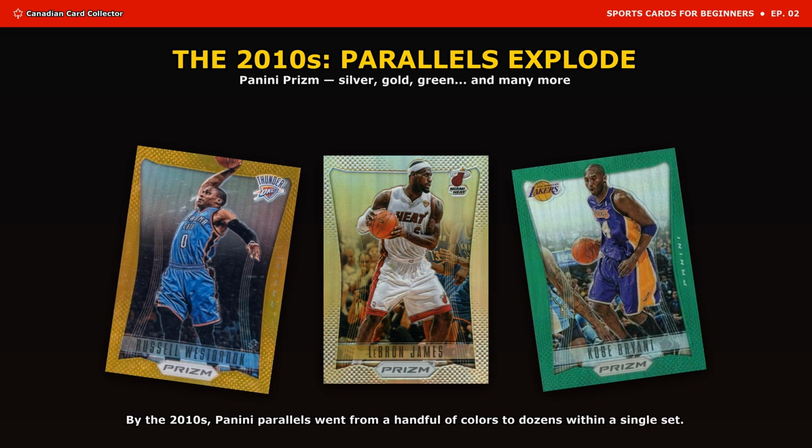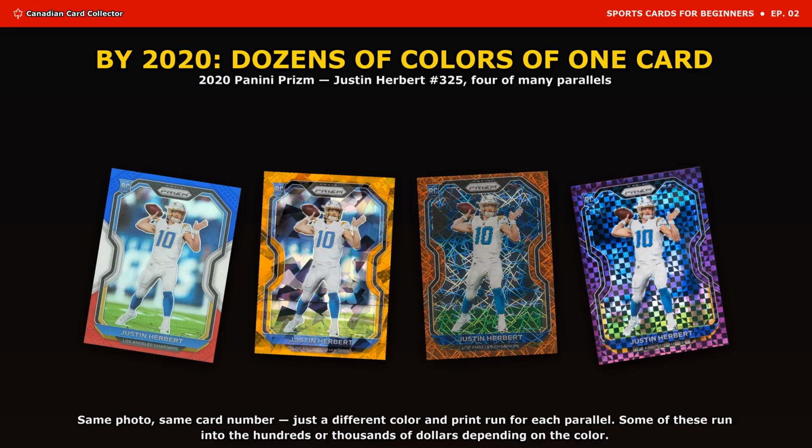parallels. We had the base, we had the silver, which was kind of like a refractor, we had the gold and the green, but this really took off and exploded by the late 2010s and early 2020s. By 2020, there were really dozens of colors for one card. As you can see here, I'm only showing 4 examples of the 2020 Justin Herbert rookie card. He actually has over 20 different parallels just of this one card.